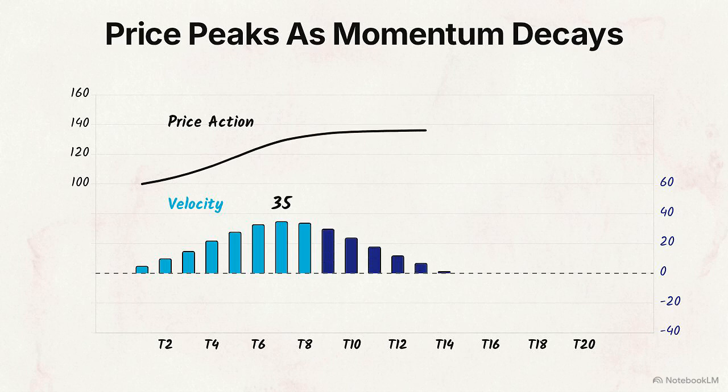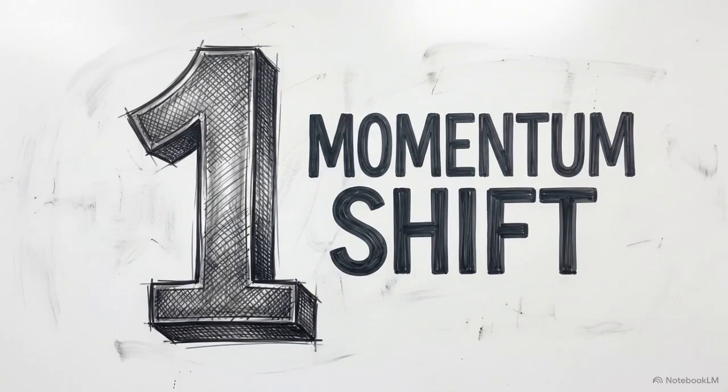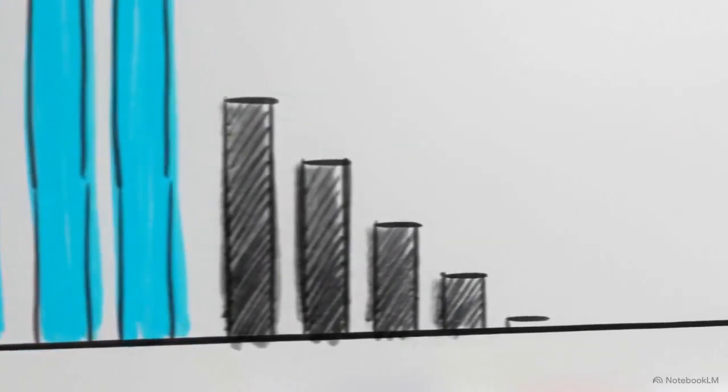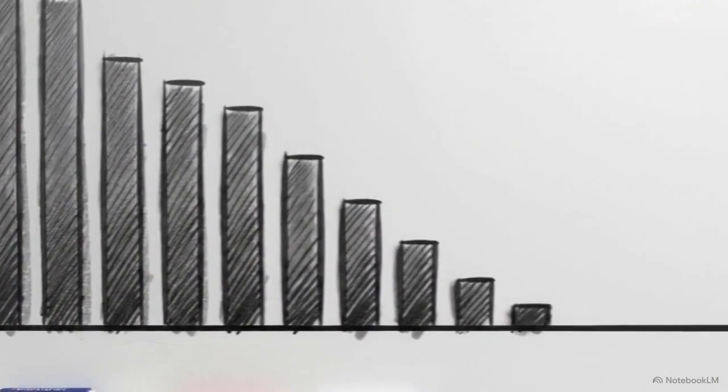By observing both panels, we identify institutional divergence. Price makes a final high, but the bottom momentum bars shrink and darken in color. This indicates the market has entered stage 1 of the reversal process, defined as velocity decay. Those downward-sloping momentum bars provide clear mathematical evidence that trading algorithms have officially stopped initiating new buy orders.